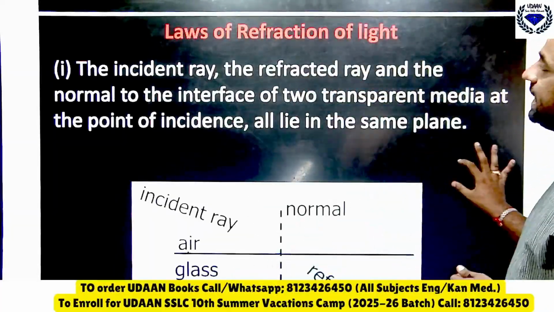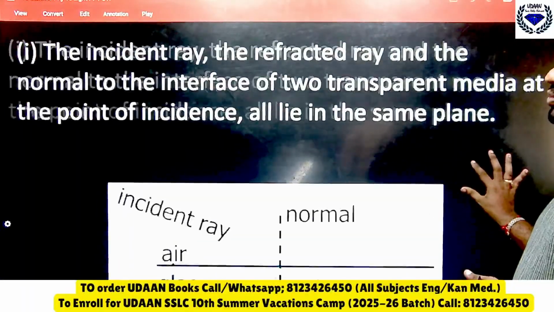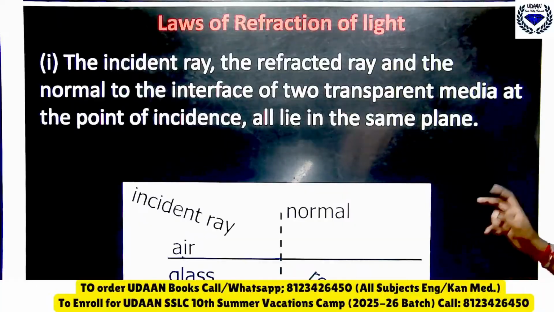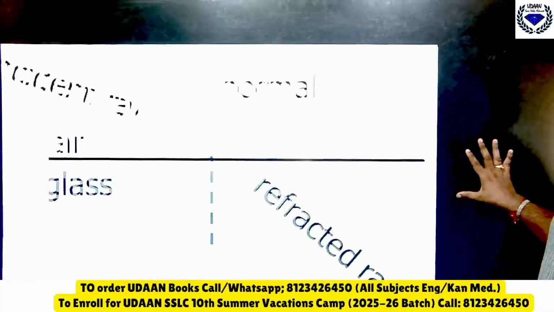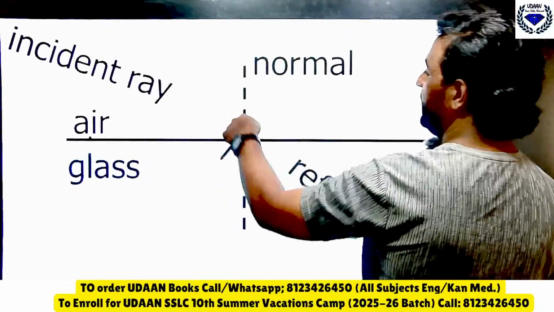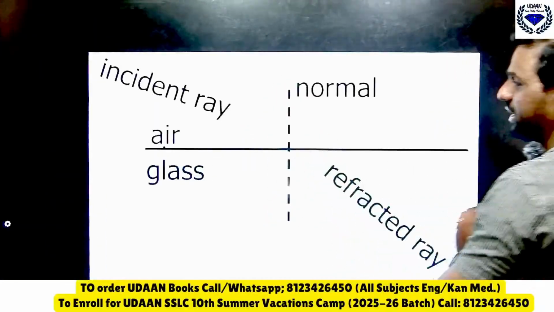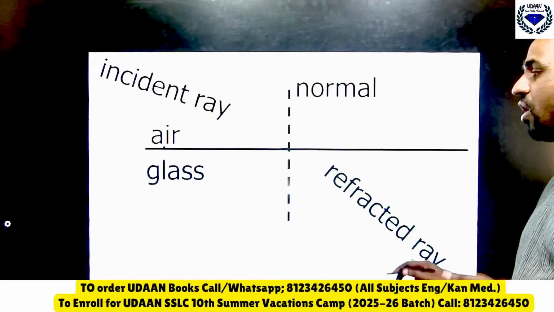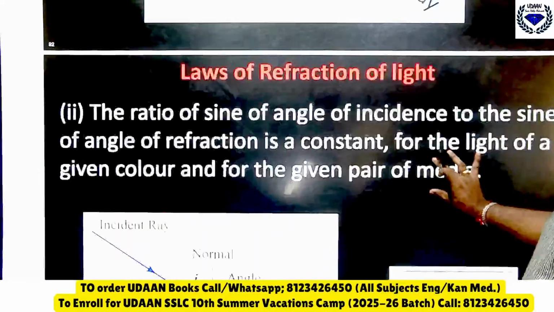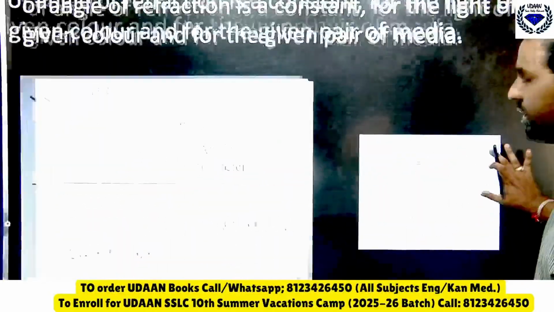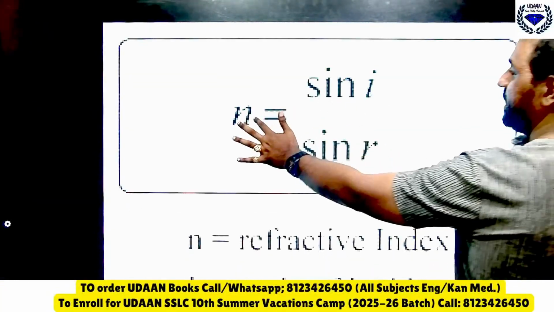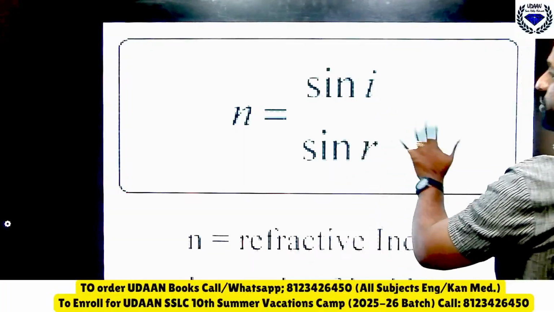See, the incident ray, the refracted ray and the normal to the interface of the two transparent media at the point of incidence all lie in the same plane. As you can see here, the incident ray, normal and refracted ray lie on the same surface. That we call the first law of refraction. Then what is the second law of refraction? This one you should know by heart. N is the refractive index, sin i by sin r is always constant.